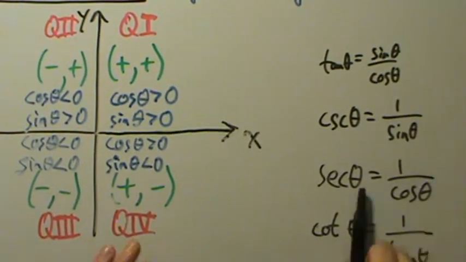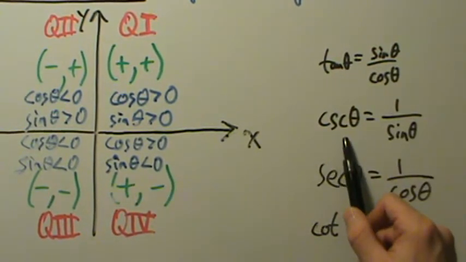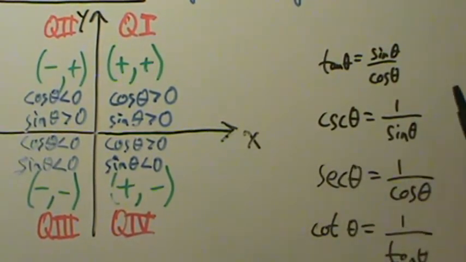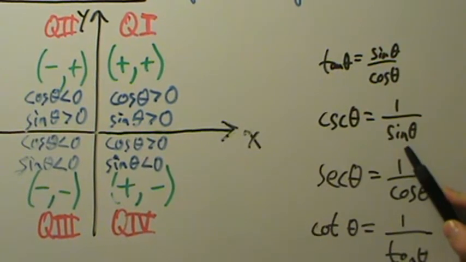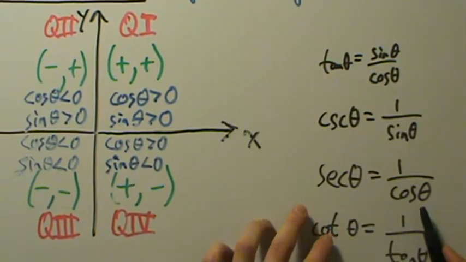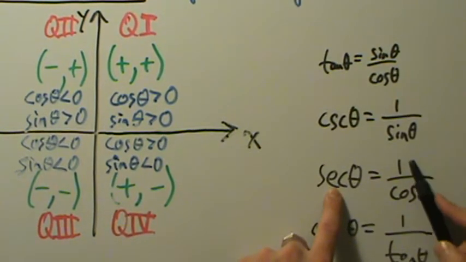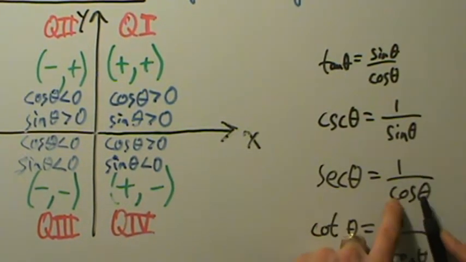if the sine of theta is positive, what is the cosecant? It must also be positive because you take 1 divided by a positive number. Okay, so 1 divided by a positive number is just another positive number. What about the secant and the cosine? How do they relate to each other? Well, the same thing. If the cosine is positive, then the secant must also be positive because you have 1, a positive number, divided by another positive number.